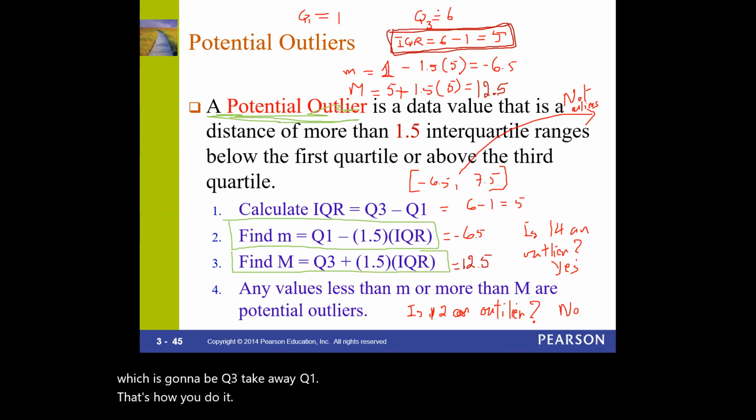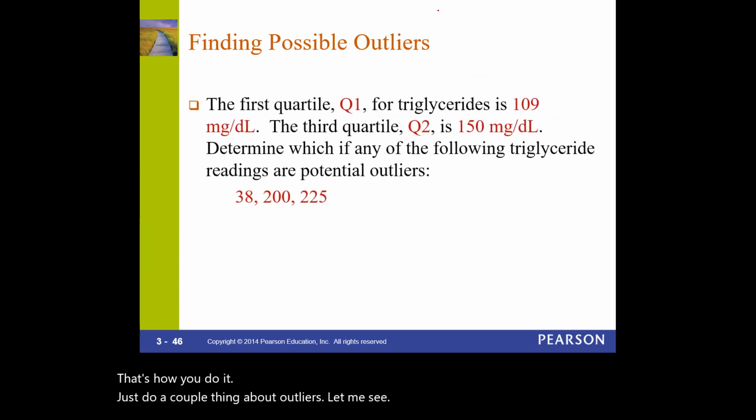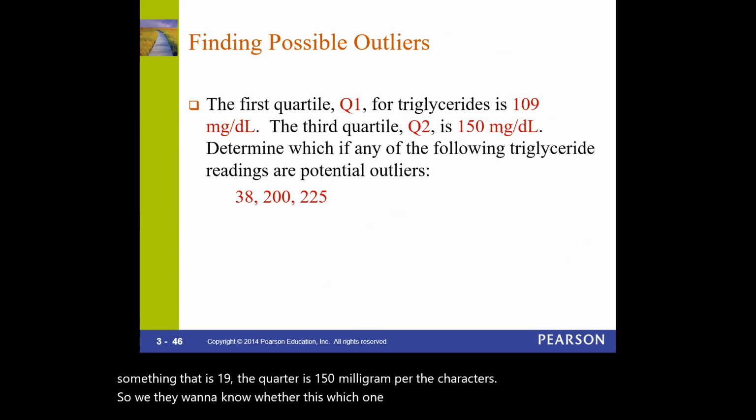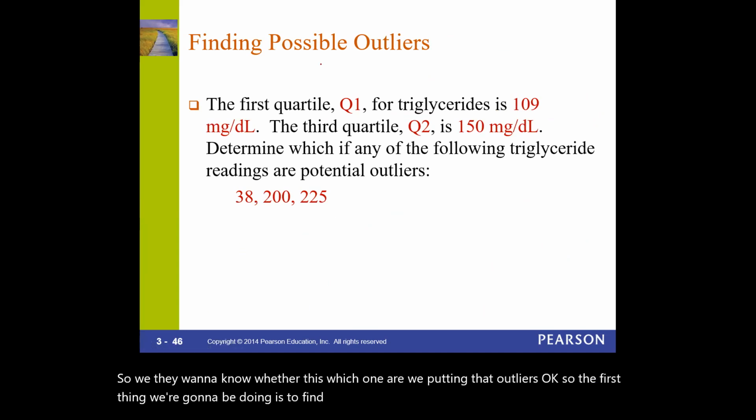Now, let's do a couple things about outliers. This is an example here. They say the first quartile is 109 and the third quartile is 150 milligrams per deciliter. They want to know which ones are potential outliers. So the first thing we're going to do is find the IQR.